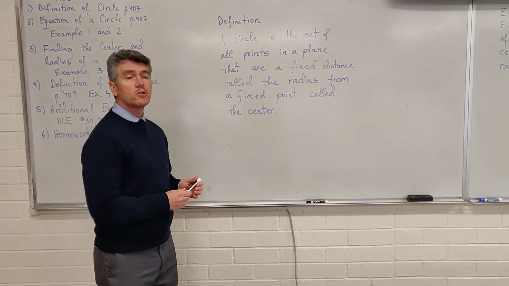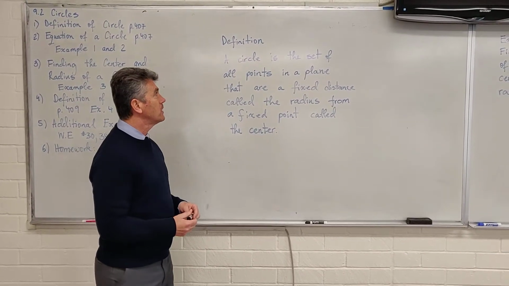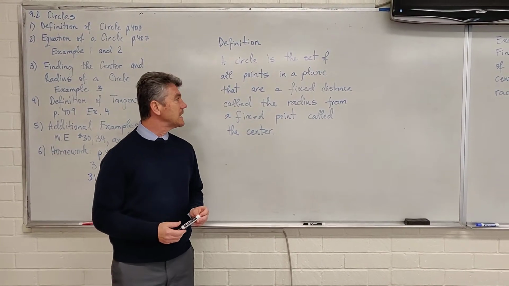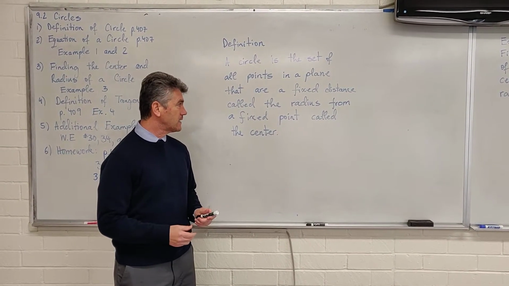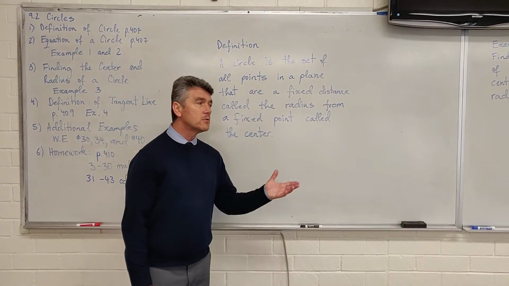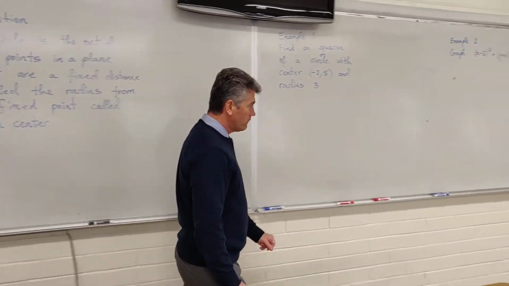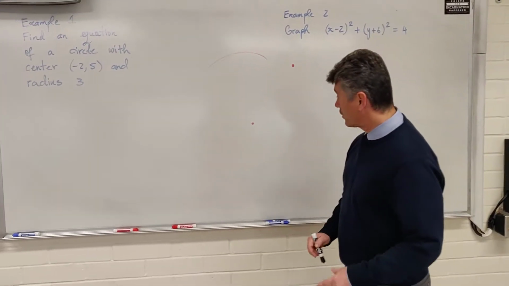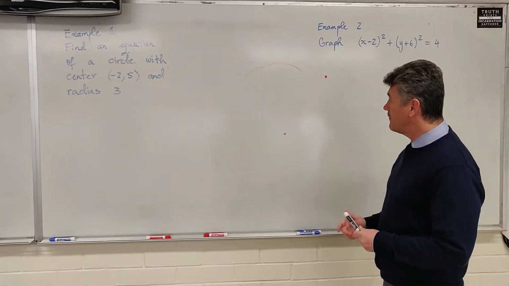The definition of a circle is the one that you learned in geometry. A circle is the set of all points in a plane that are a fixed distance, called the radius, from a fixed point, called the center. So if you go to the other board, I drew a circle. Sadly, I drew it with a red marker, so it's possible that you don't see it very clearly.